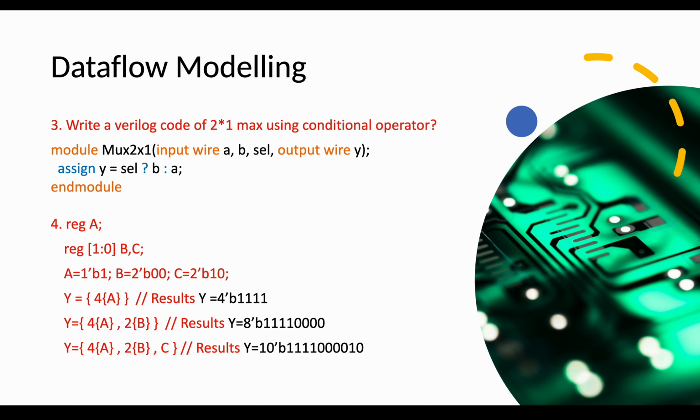In the second example, we are concatenating 4a and 2b, which means it will become 8 bit. The first 4 bits will be from a and the second 2 bits from the 2 bit b. That is 8 bit 1111 00 then 00. In the last example, it will become 10 bit, with the first 4 bits from a, then 2 bits from b, and 2 bits from c.